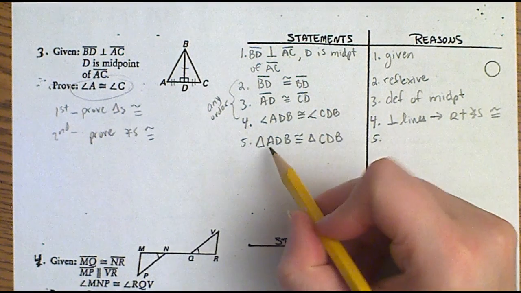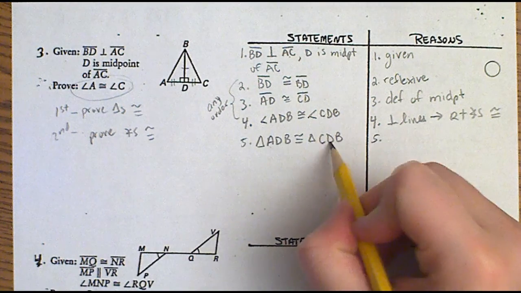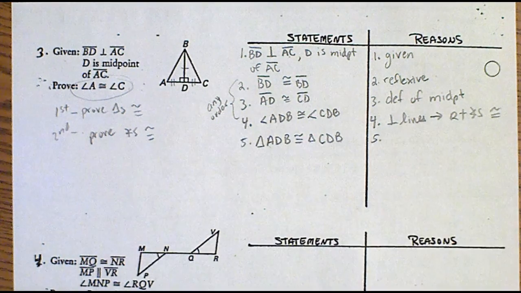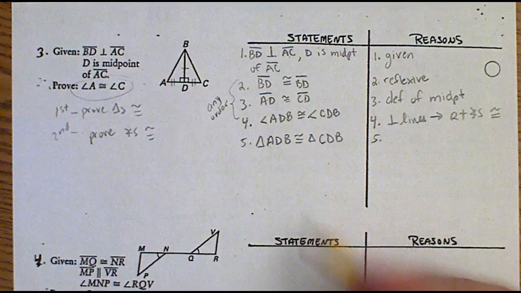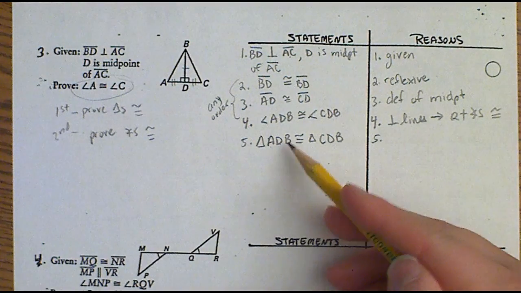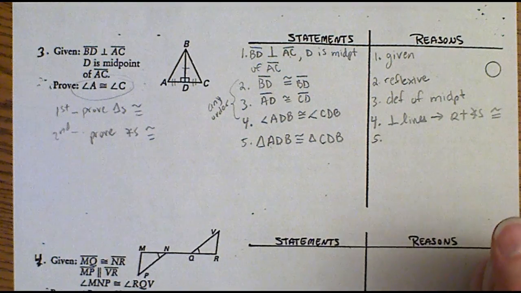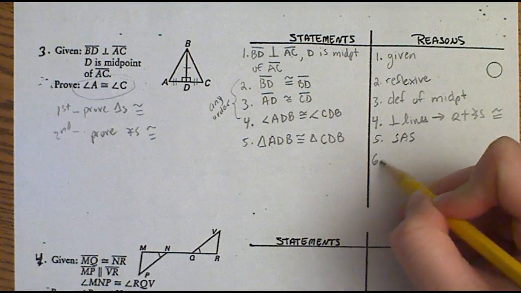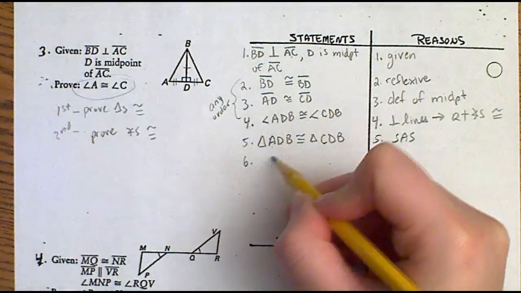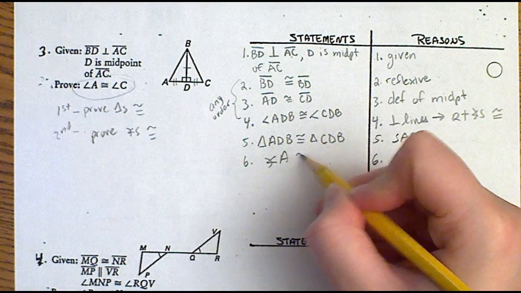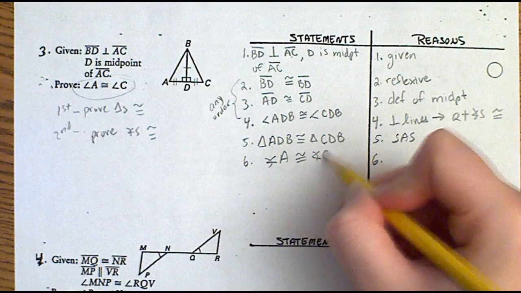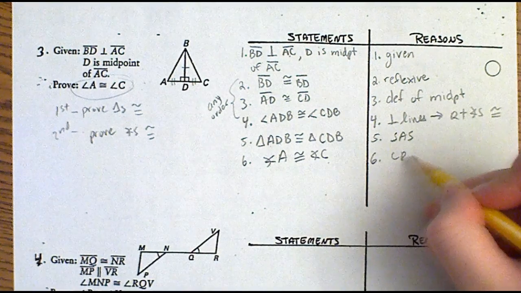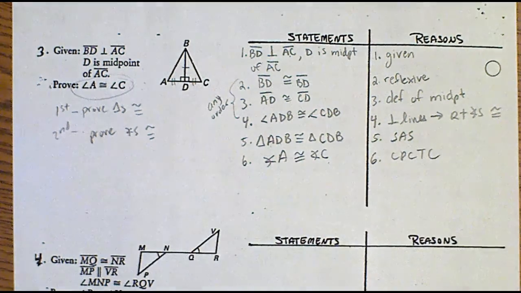And again, you want to make sure that you match up the corresponding parts, but you don't necessarily have to start with angle A. You could start with D or B. I know that those triangles are congruent by my shortcut SAS. And if the triangles are congruent, then any corresponding parts of those triangles must be congruent.